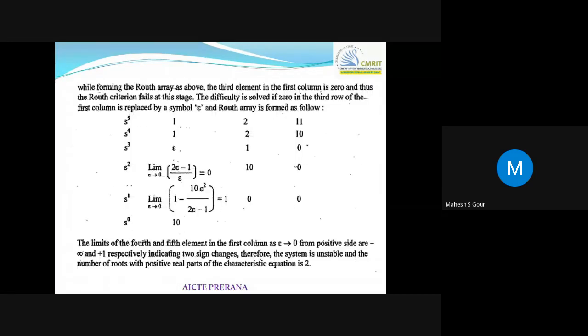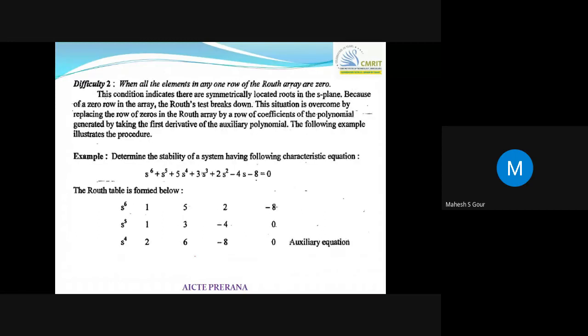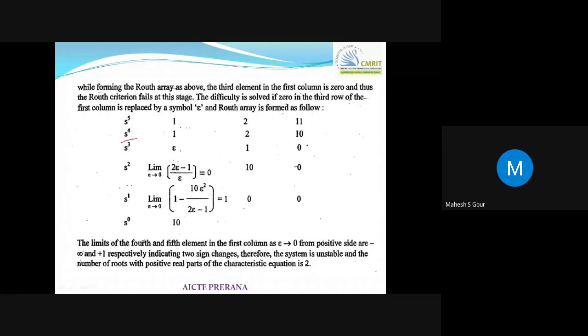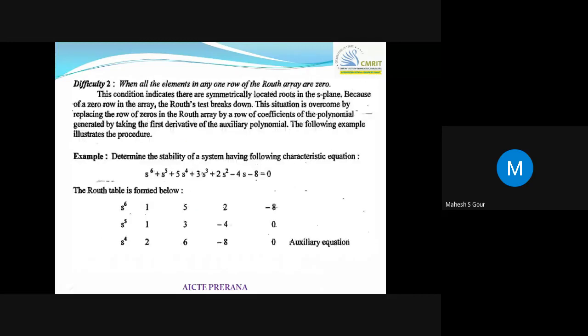So this was the basic thing, which you covered in the last class. If you are getting one term as 0, you need to put it as epsilon and solve the case. If you are getting a whole row as 0, then you need to take the row above and solve it as an auxiliary equation. That is when all the elements of any row in the RH criteria are 0.